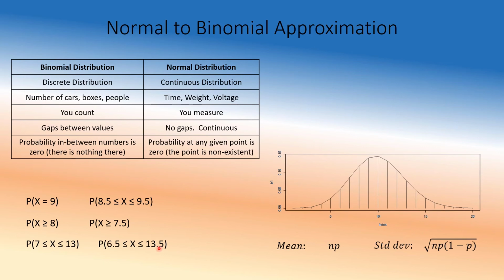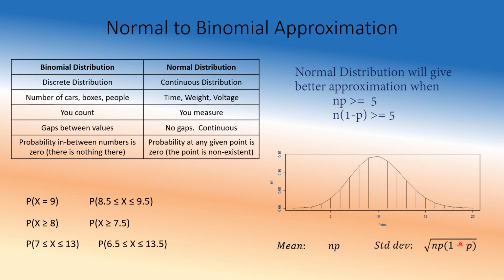So what we're doing now is converting our lines into areas, and then we're going to use a formula for the mean, np, for normal distribution also, just like binomial distribution. Standard deviation, same as binomial distribution. Then we're going to use normal distribution functions and find the areas like these ones, and then we'll be done. So that's our strategy when we go to R.